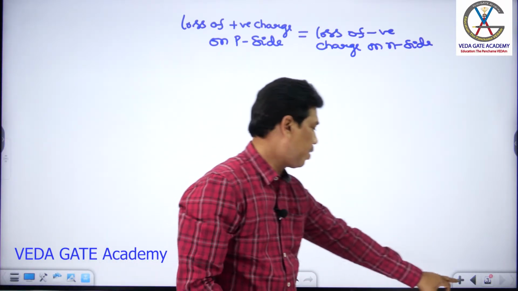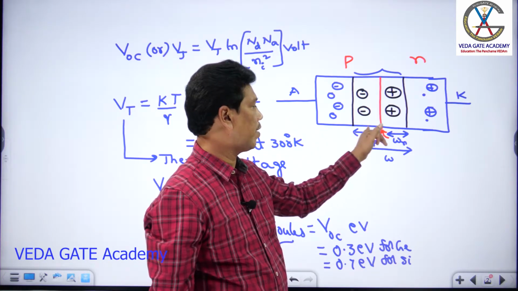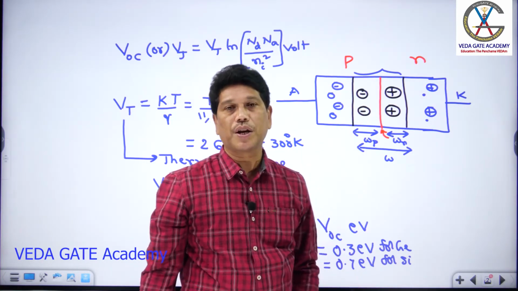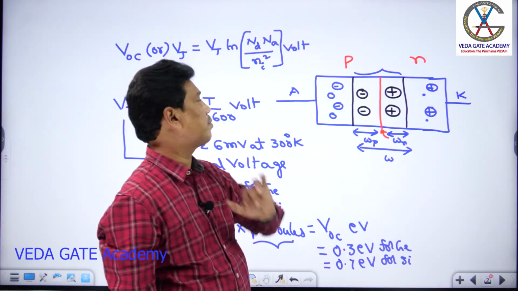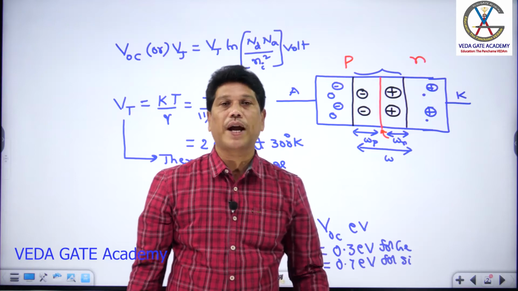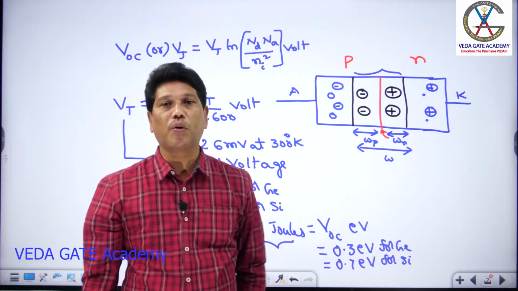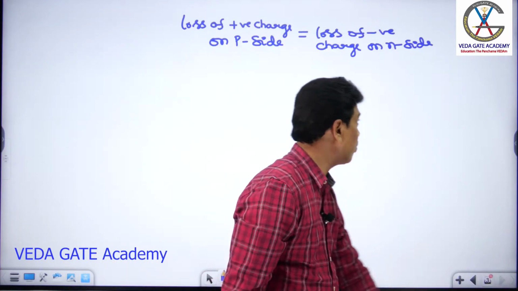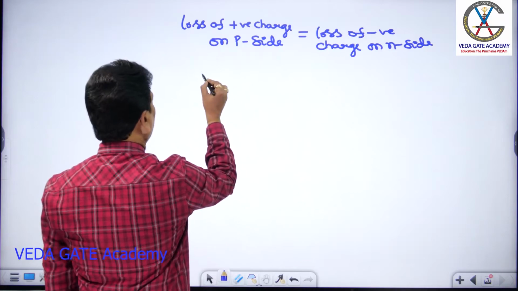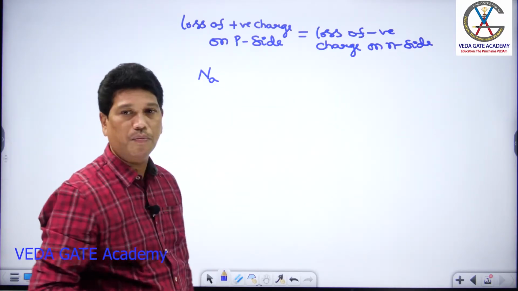So let us see this now. Who is lost here? Holes are lost over a width of WP. I assume the junction area is A. Already I told that NA stands for acceptor density. What is that acceptor density? The number of acceptor atoms added in unit volume. See this now: NA stands for the number of acceptor atoms added in unit volume.